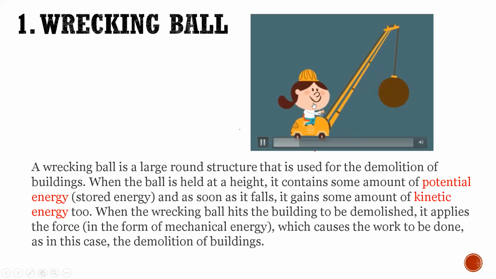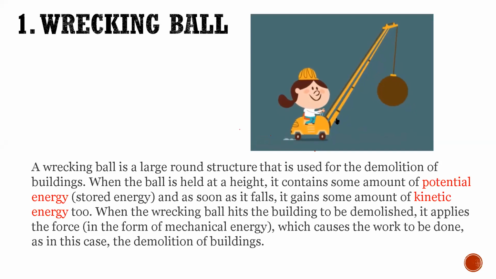Now look at this picture, or this video. This is the first example of mechanical energy, which is the wrecking ball. What is the wrecking ball? A wrecking ball is a large round structure that is used for the demolition of buildings. This is the definition of the wrecking ball.